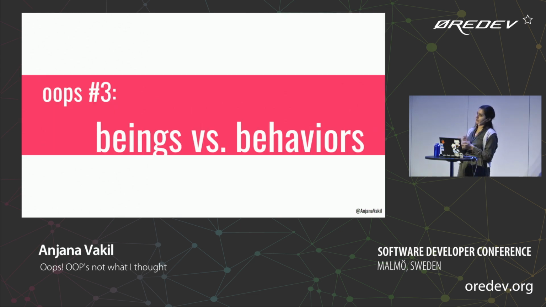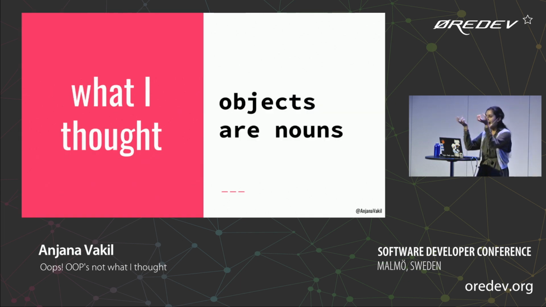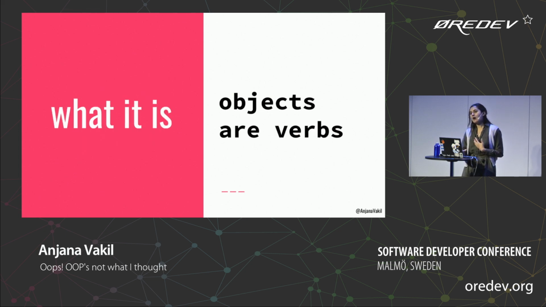And that's where we get into another thing I had been totally misunderstanding, which is the focus in object-oriented programming on beings versus behaviors. So I had thought that beings were the important thing, that objects were things, that they were nouns, and that was what was important. But it turns out that when we start thinking about things in terms of messages, what really matters is how objects behave, what they do. They're actually more like verbs, if you'll allow me the linguistic metaphor.